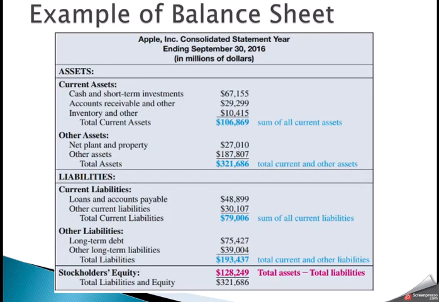So here's an example of a balance sheet. So again, we've got our current assets listed in order of liquidity, how quickly they're going to turn into cash. Our other assets, which are property, plant, and equipment, things that are more long-term. Then our liabilities are things that we owe, so our payables and other current liabilities, and long-term debt. And then finally, our stockholders' equity.